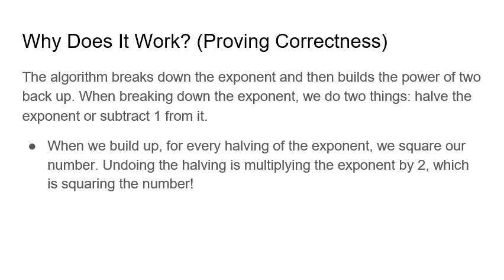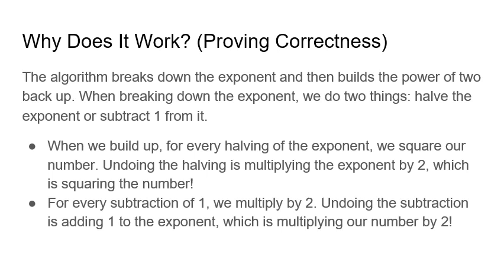So let's look at halving the exponent first. For every time that we halved the exponent earlier, when we build back up, we square our number. Undoing the halving of the exponent would be multiplying the exponent by 2, which is the same as squaring our number. For every subtraction of 1 that we did when we were breaking down the exponent, now we multiply by 2. Undoing the subtraction would be like adding 1 to the exponent, which is indeed multiplying our number by 2. So that's why at the end we'll end up with 2 to the n. We broke down n into this series of subtractions and multiplications, and then when we redo them, it's applied to the power of 2, not just the exponent.